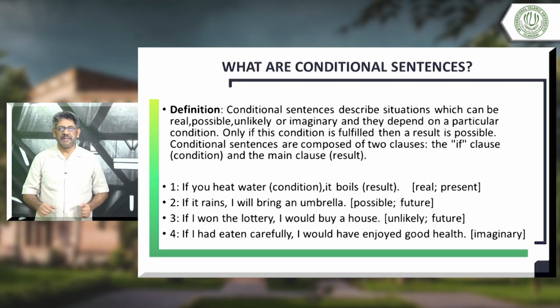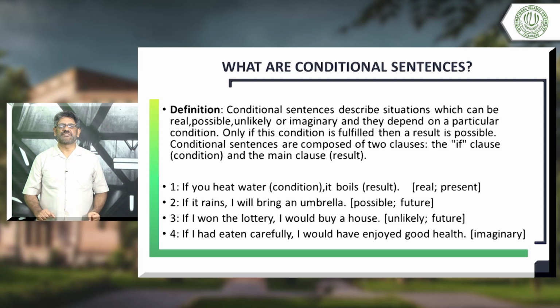All right, then if I won the lottery, I would buy a house. Now this is unlikely future. If I won the lottery, what does it show? Have I won the lottery? No. If I won the lottery, I would buy a house. Now this shows a bit of complication. This shows something different. If I won the lottery, I would buy a house, but I haven't won a lottery yet. That's the point.